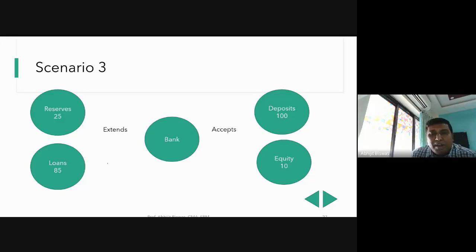But there might be problems if a portion of this 85 becomes bad loans. That means if a portion becomes a non-performing asset, right? And you must have heard of something called capital adequacy ratio. Have you heard of this term, capital adequacy ratio? That means bank must have adequate capital in its balance sheet, right? So how do you calculate this ratio? Capital adequacy ratio is nothing but capital divided by risk weighted asset.